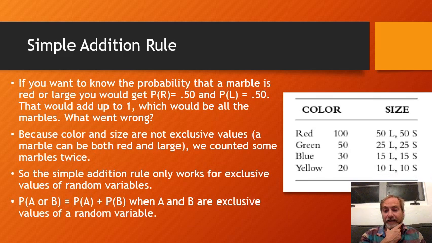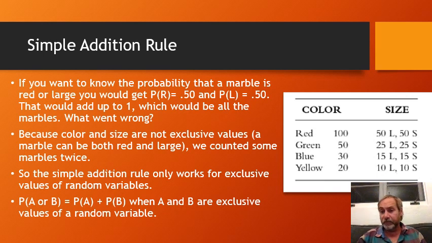If we try it with a slightly different situation, suppose you wanted to know the probability that a marble is red or large. Well, the probability of red is still 0.5, right? 100 out of the 200 are red. And the probability of large is also 0.5.